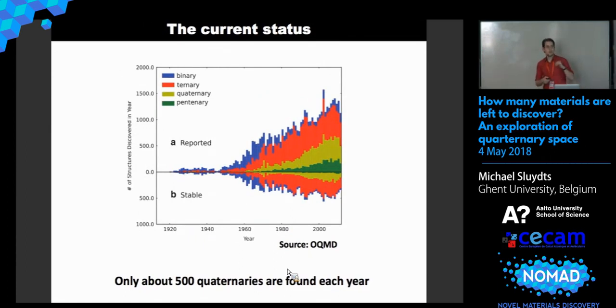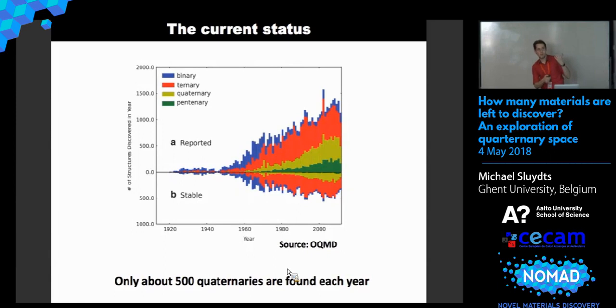You've seen this graph before, so a few years ago we saw that about 1,500 binaries and ternaries were discovered each year, while only about 500 quaternaries and about 200 quaternaries, and this was kind of plateauing already. So the question now is, does this mean that material space is exhausting already there, or just that people are not motivated to find these materials for finding materials' sake?